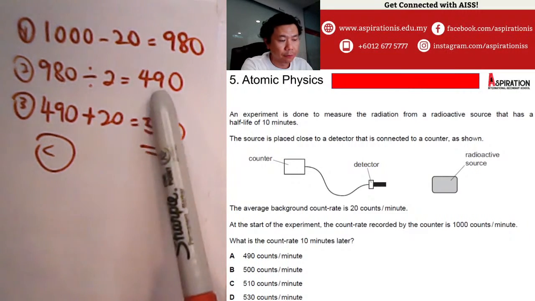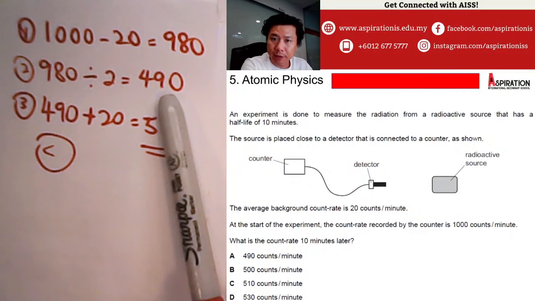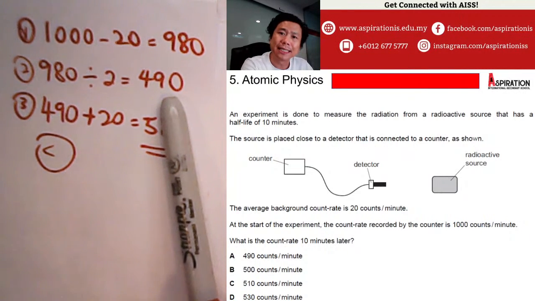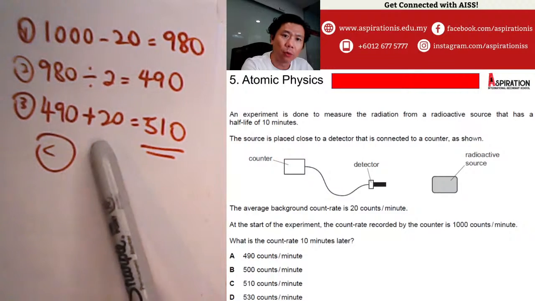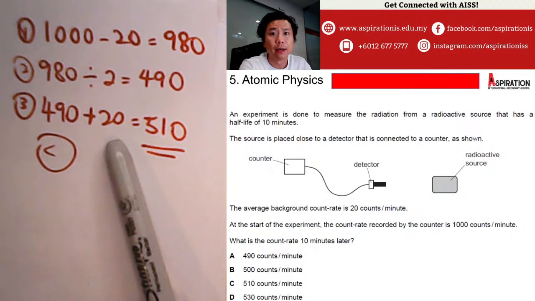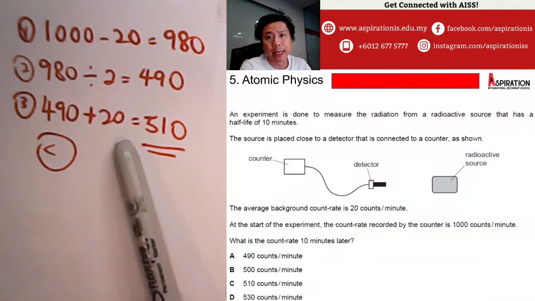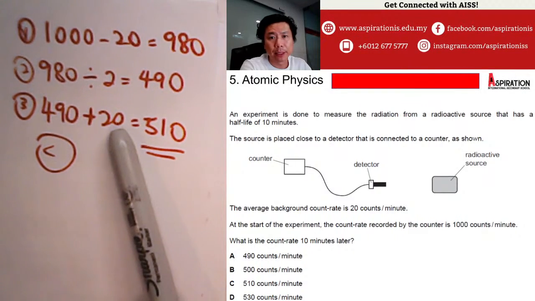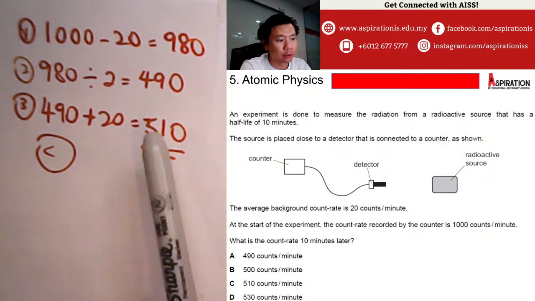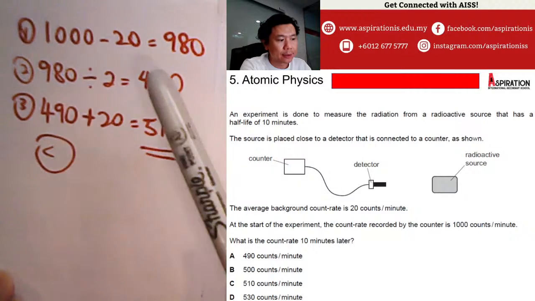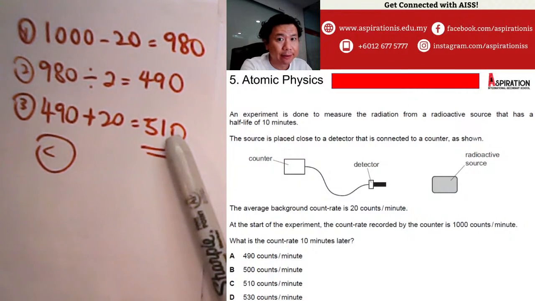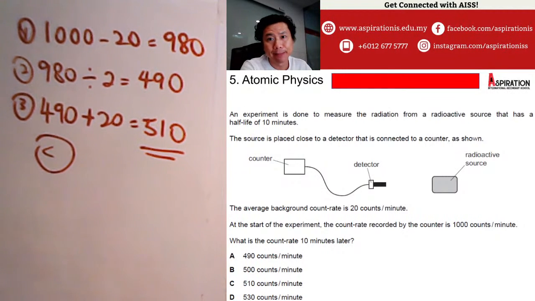All right, so that's 490. After 10 minutes, after the half-life, the source is only giving out 490, but the detector picks up the 490 and the background, because the background is perpetually there. So it definitely will always pick it up. So when the count rate has dropped from 1000 to 510, you know that a half-life has taken place. I hope this is clear.